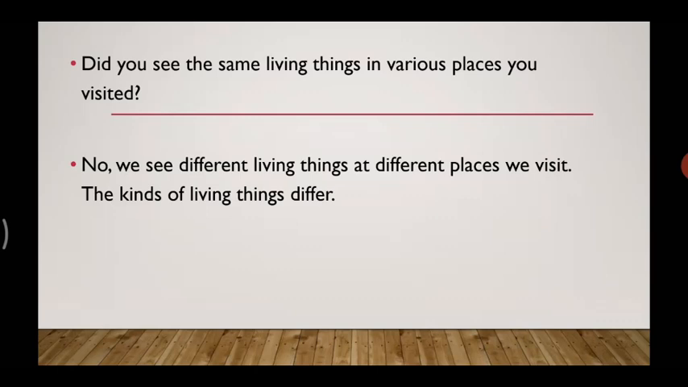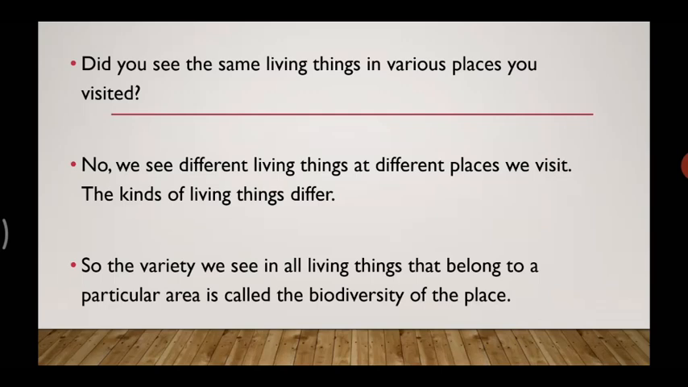We see different living things at different places we visit. The kind of living things differ. Differ means at different places we find different living things. That means they are different. So the variety we see in all the living things that belong to a particular area is called the biodiversity of that place. That means different living things are found at different places.